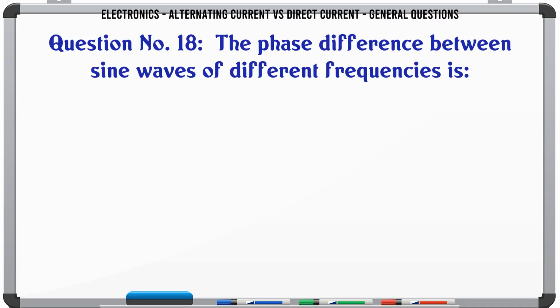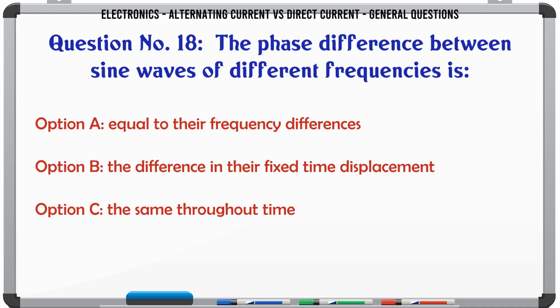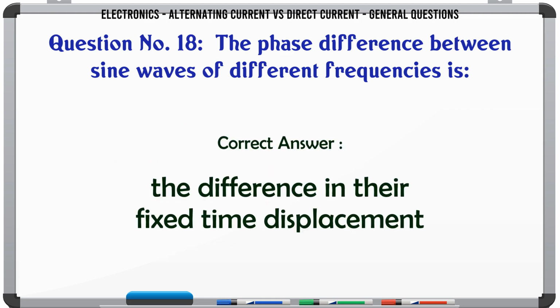The phase difference between sine waves of different frequencies is A. equal to their frequency differences. B. the difference in their fixed time displacement. C. the same throughout time. D. constantly changing. The correct answer is constantly changing.